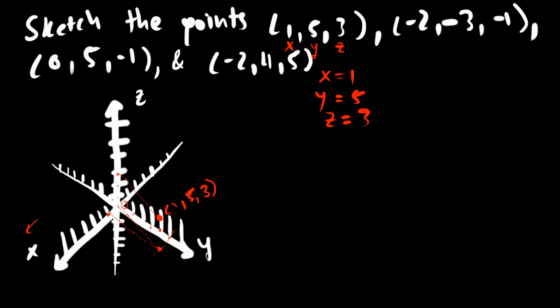So for our next point, I'll represent that in a bluish color. So again, we have the x, y, and z component. X will be equaling -2. Y would be equaling -3, and z would be equaling -1. So we would move in the negative direction on the y-axis, so it would be that way, right? 1, 2, so about right here.